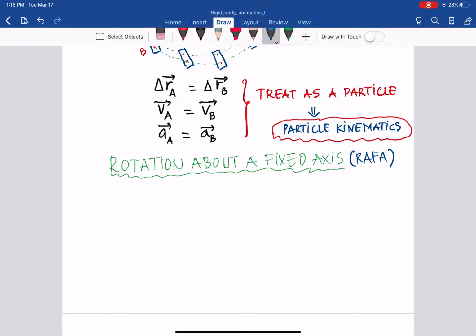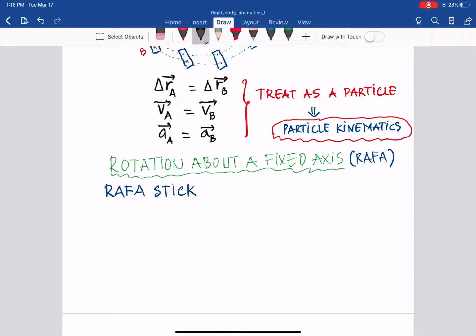Keep that in mind. So let me emphasize again one thing that you have to remember for the rotation about the fixed axis is the Rafa stick. Just like in tennis, if you go to the court and you don't bring the racket, there's nothing you can play. So let's talk about the Rafa stick here.